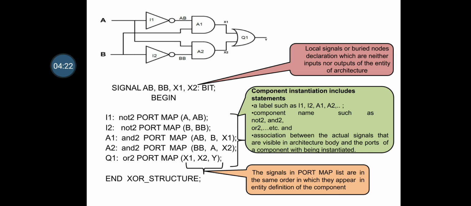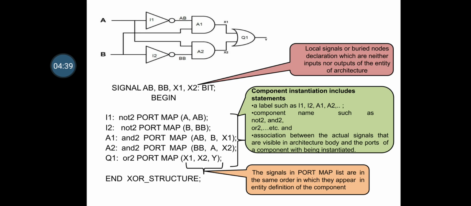Now here in the circuit diagram, you can see A, B are the inputs and Y is the output, but you can also see the intermediate signals which are generated inside by the gates, that is AB, BB, X1, X2.